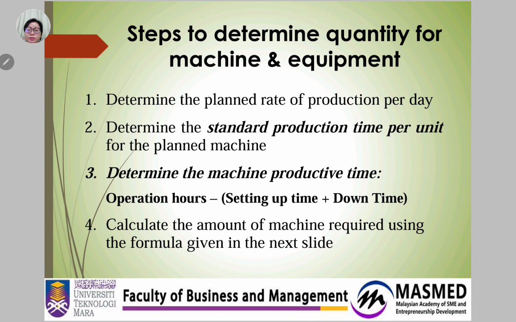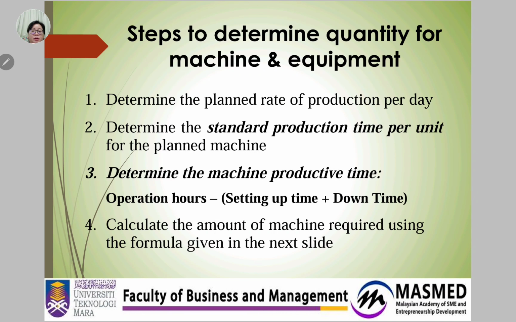So next is to determine the quantity for machine and equipment. How many machines are needed and how many equipments are needed for you to have the amount of production that you want to produce in a day. So first of all, you need to determine the planned rate of production per day. Assuming your planned rate of production per day will be 1000.